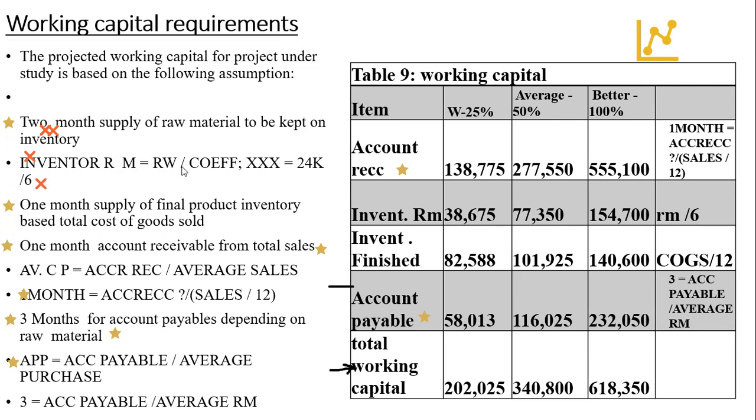So what is the raw material? I return back to the table, get the data and divide by the coefficient. And this is what we call the inventory of raw material. What else do we have? He said 1 month of supply of COGS. So it is the same.